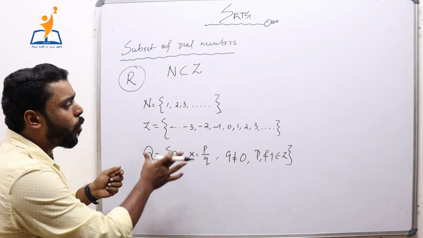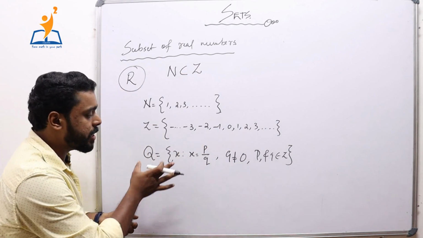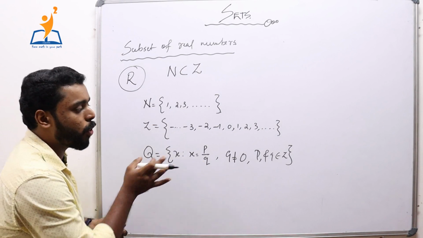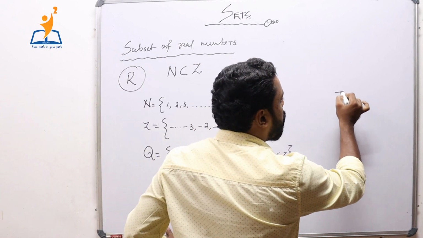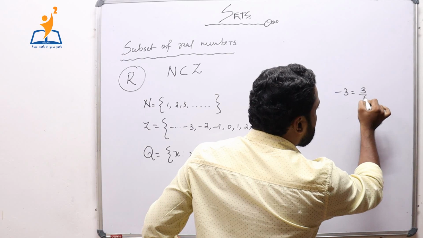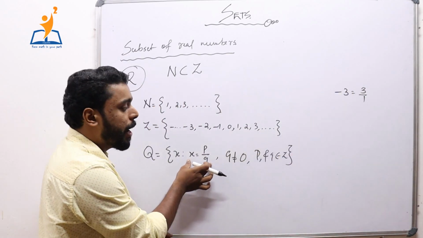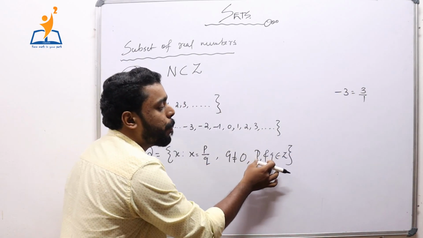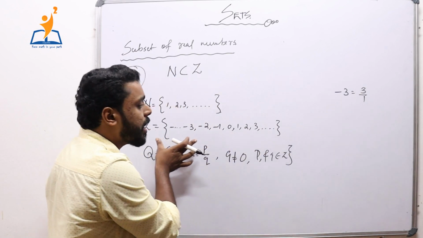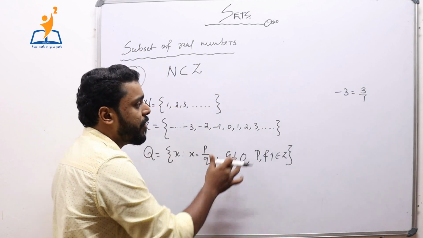Now, observe that all the elements in the set of all integers are also in the set of all rationals, because we can denote minus 3 as minus 3 by 1, which is of the form p by q with q not equal to 0, and p, q elements of Z. Similarly, we can denote each and every number.